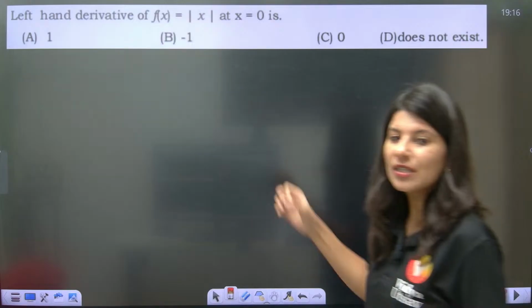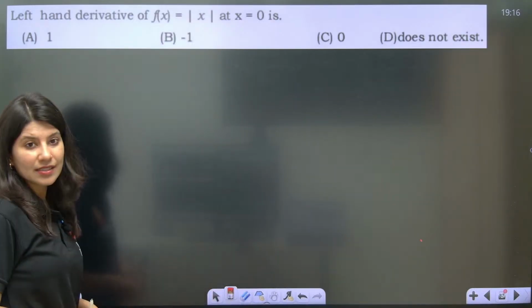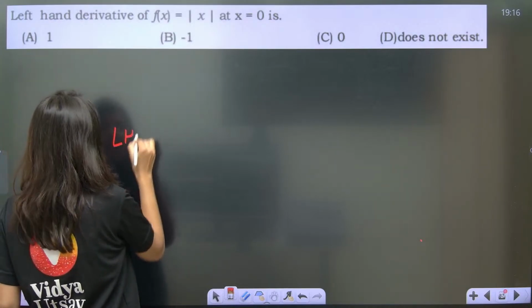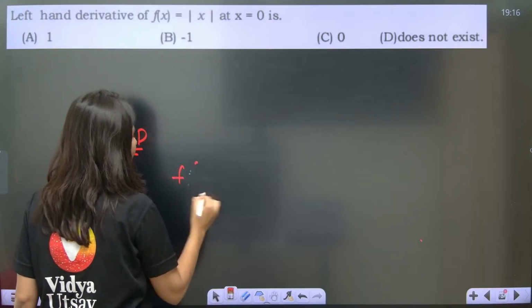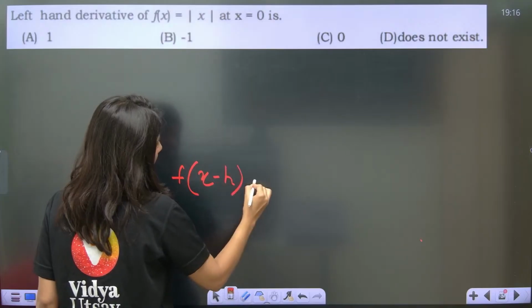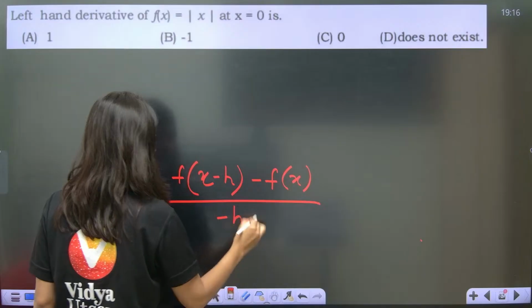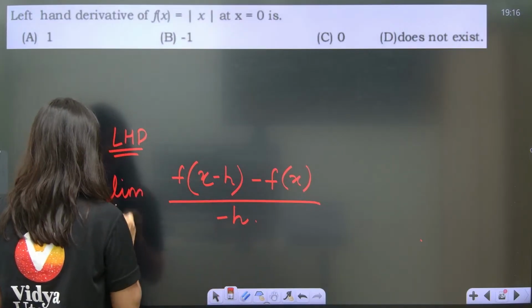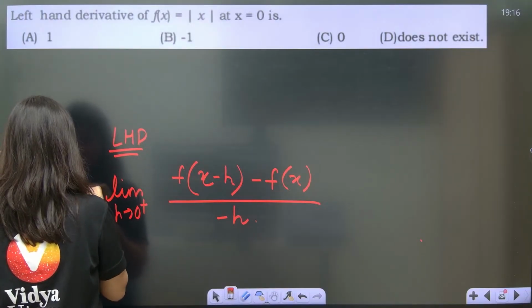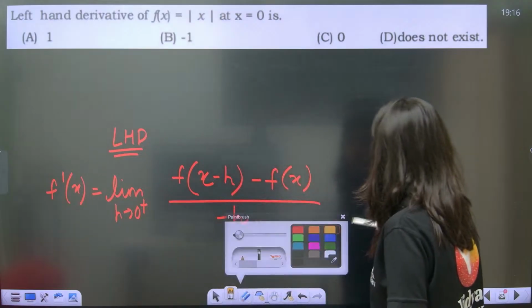Now the next question. Left hand derivative of f(x) equals mod x. You know what is left hand derivative? It is the limit as h tends to 0 plus of f(x minus h) minus f(x) upon minus h. This is the left hand derivative, f dash x.